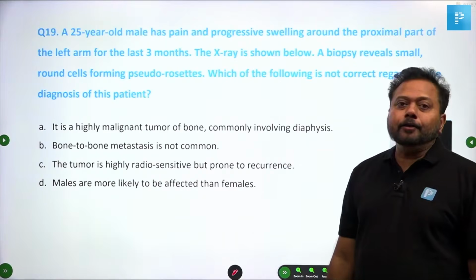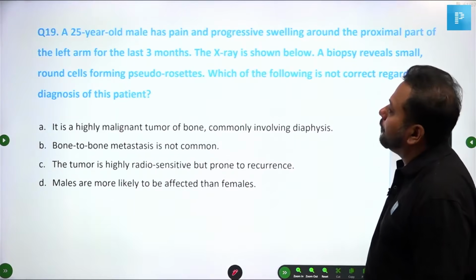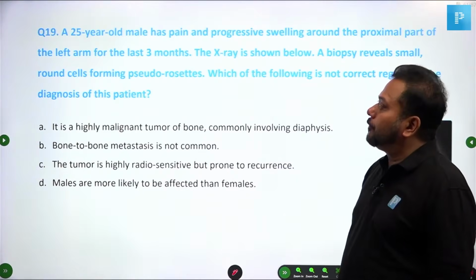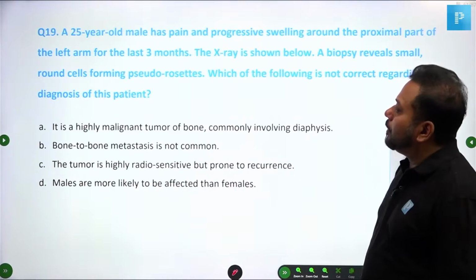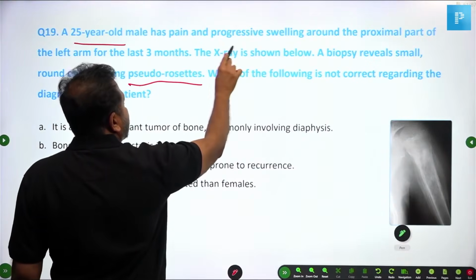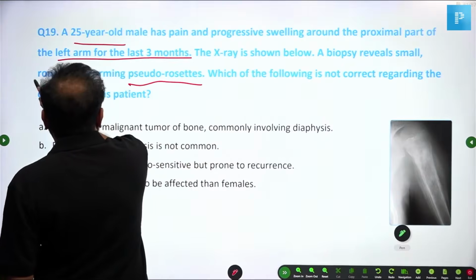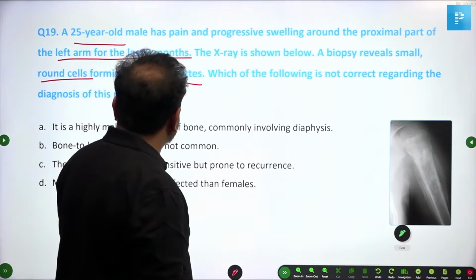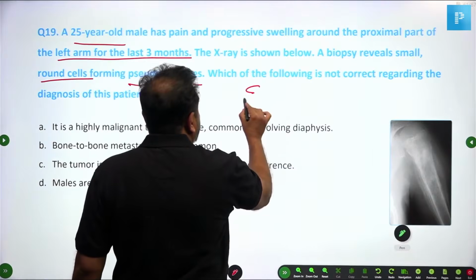Coming to the 19th question. A 25-year-old male has pain and progressive swelling around the proximal part of the left arm for the last 3 months. The X-ray is shown below, and a biopsy reveals small round cells forming pseudo rosettes. Which of the following is not correct regarding diagnosis and treatment? So, what is the diagnosis? This is a case of Ewing's sarcoma.